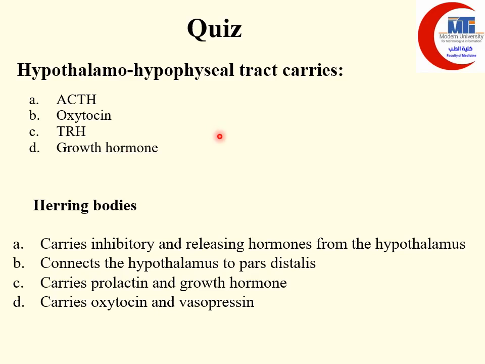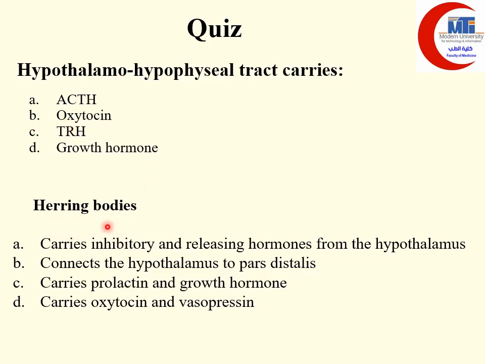Now we have finished the lecture, and this is a quiz on the lecture. The hypothalamo-hypophyseal tract carries... This tract is between the hypothalamus and pars nervosa. This tract carries the secretion of the nuclei in the hypothalamus, which are oxytocin and vasopressin. So the right answer is letter B, oxytocin.